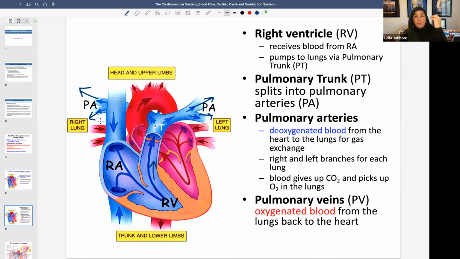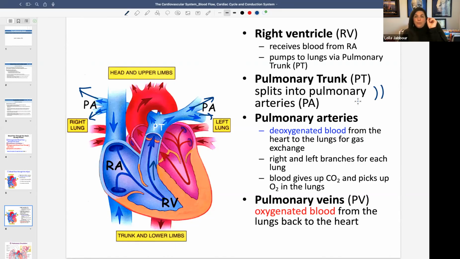arteries. Remember, the terminology for the heart is that all the vessels that are leaving the heart are called arteries, whether they're carrying deoxygenated blood or oxygenated blood. So here it's deoxygenated blood, but we still call it an artery. This is really only at the level of the heart. Everywhere else in the body, arteries are carrying oxygenated blood and veins are carrying deoxygenated blood. I just want to remind you of that.